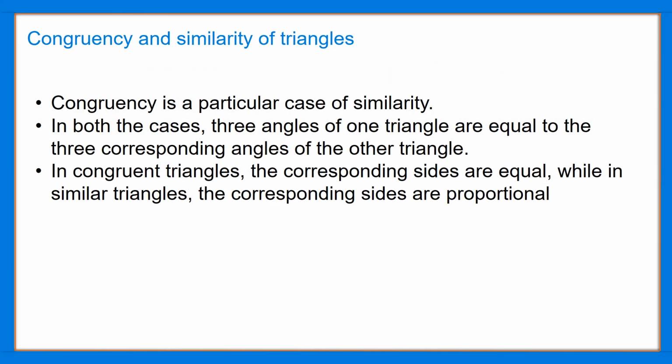So what is the actual difference is that congruency is a particular case of similarity. In both cases, we have seen that the angles of one triangle are equal to the corresponding angles of the other triangle. In congruent triangles, the corresponding sides are equal, but in similar triangles, the corresponding sides are proportional. So these are the differences between congruency and similarity of triangles.